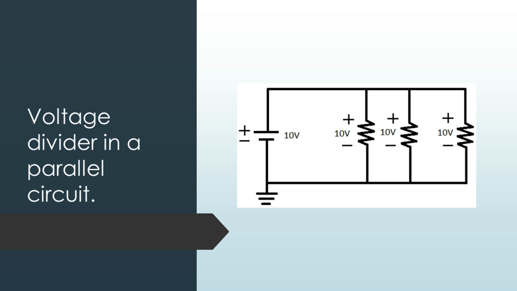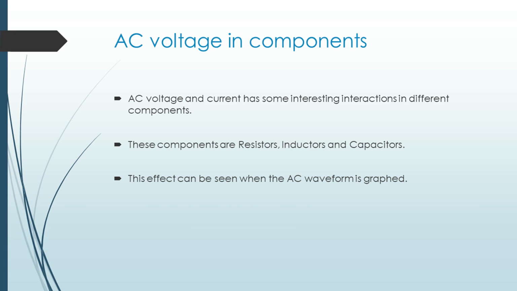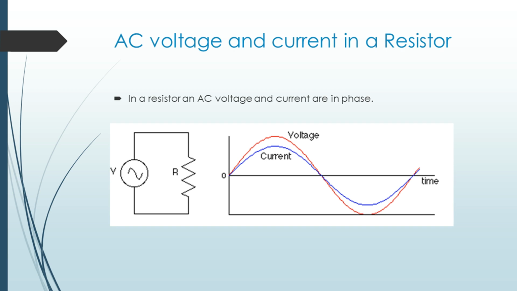AC voltage and current have some interesting interactions with 3 common circuit components. These components are the resistor, capacitor, and inductor. These effects can be seen when the AC voltage and current waveforms are graphed. In a resistor, the current and voltage remain in phase with each other. This means that the peaks and troughs of the waveforms remain aligned.